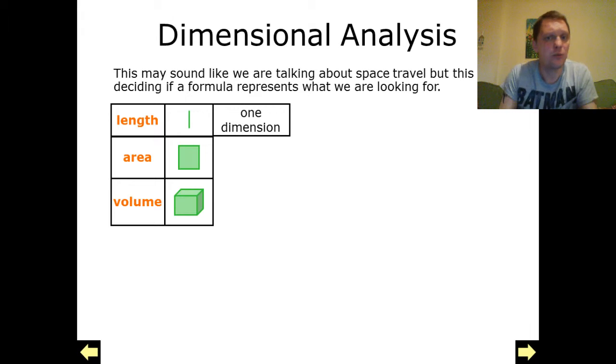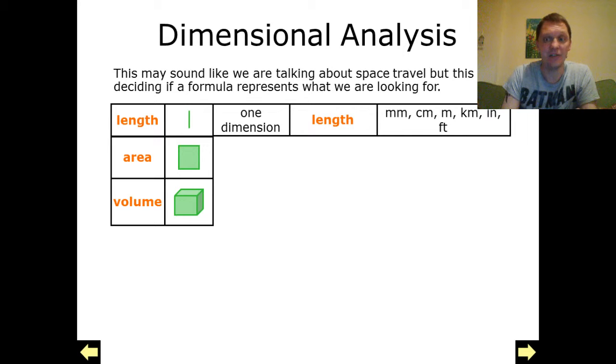So when we're talking about length, we're talking about just one single dimension. So we're just talking about a length. So millimeters, centimeters, meters, kilometers, inches, feet.